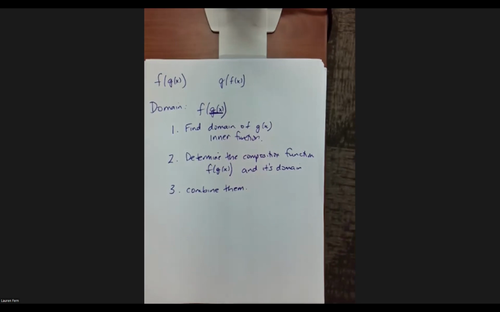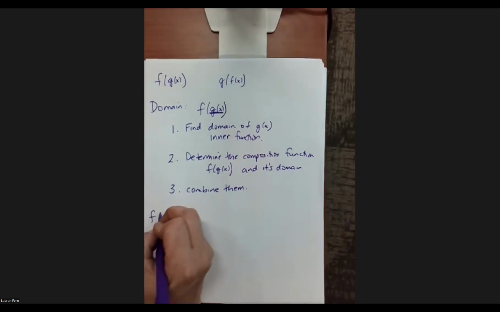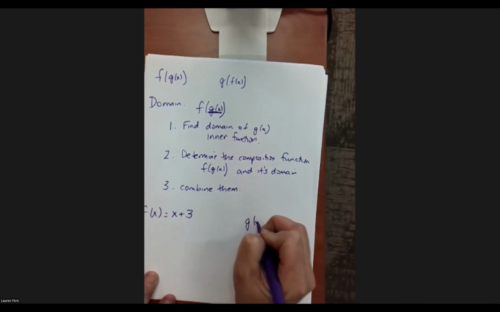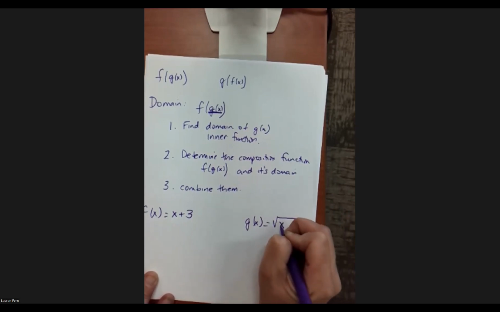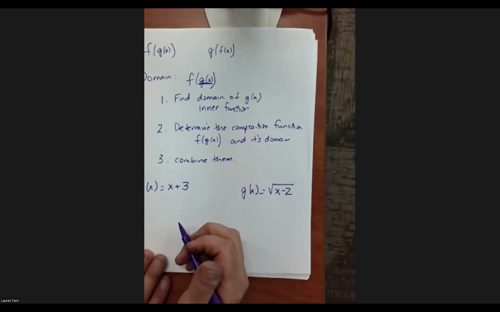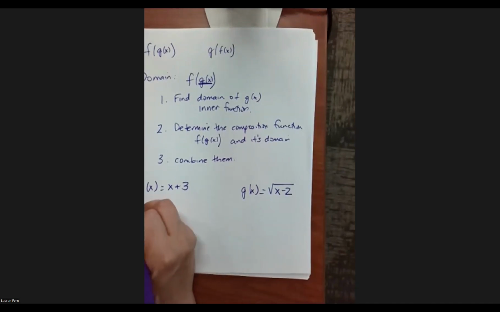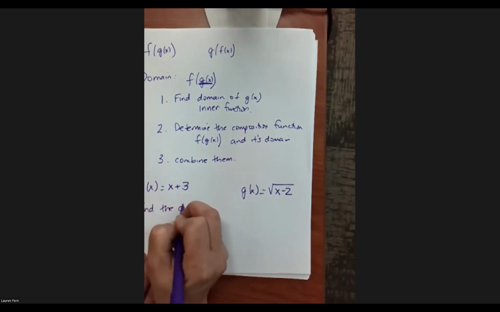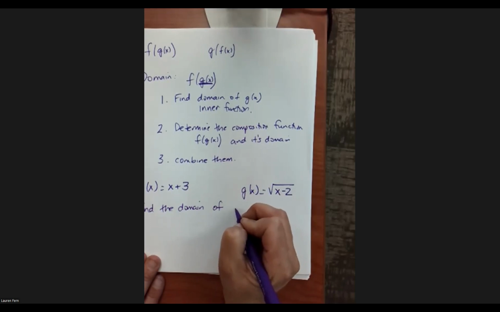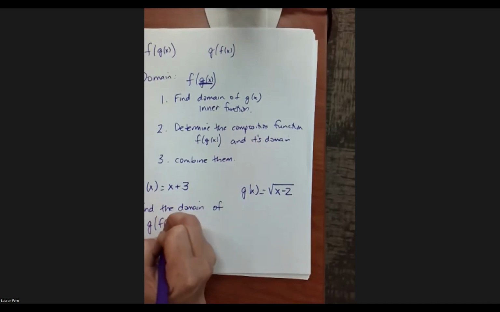So for example, suppose I have f of x equals x plus 3. And I have g of x to be the square root of x minus 2. All right. What if I want us to find the domain of, well, we'll go both ways. Let's do g of f of x.